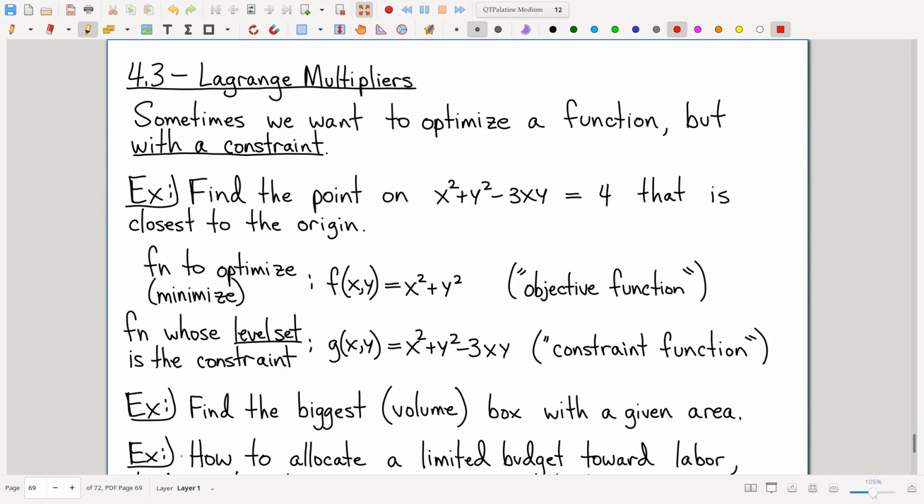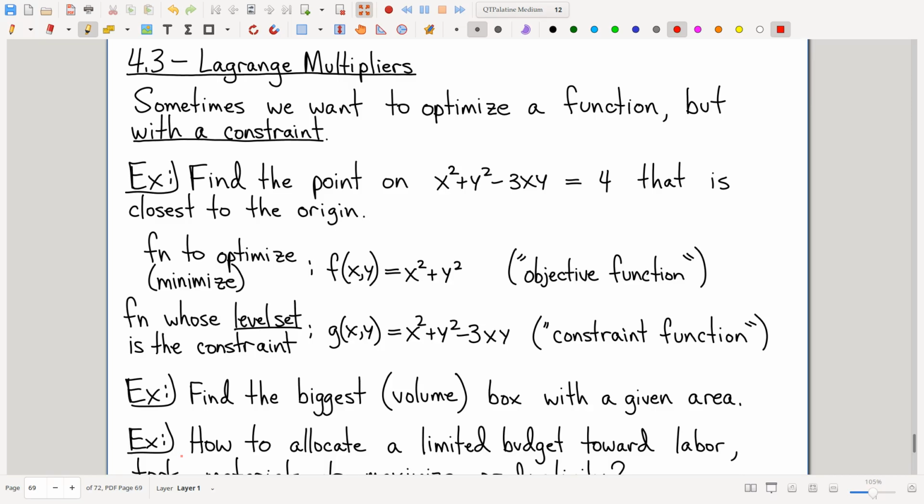Okay, so that's 4.2. On to 4.3. We're going to consider here a category of questions. We want to find either the biggest value or smallest value of a function, so we want to optimize one way or the other, with an asterisk: subject to a constraint. We're not allowed to just pick any point we want. The points that we allow satisfy some requirement, what we call a constraint equation.